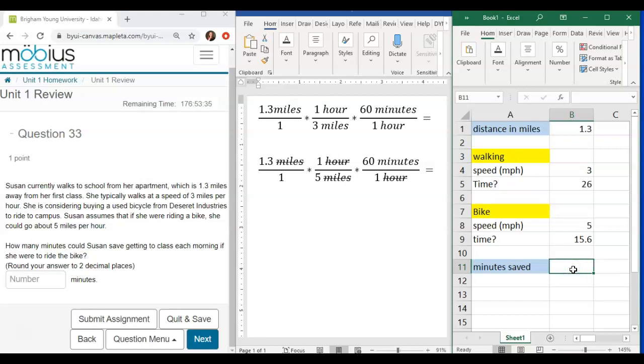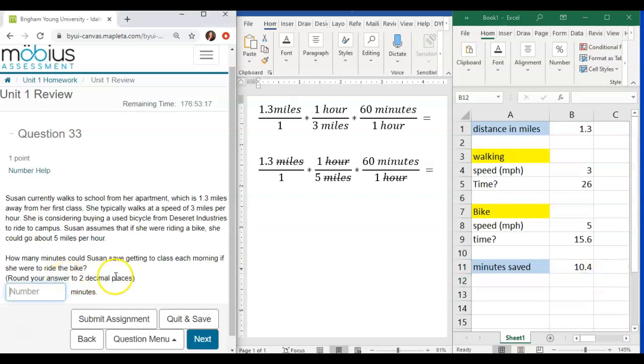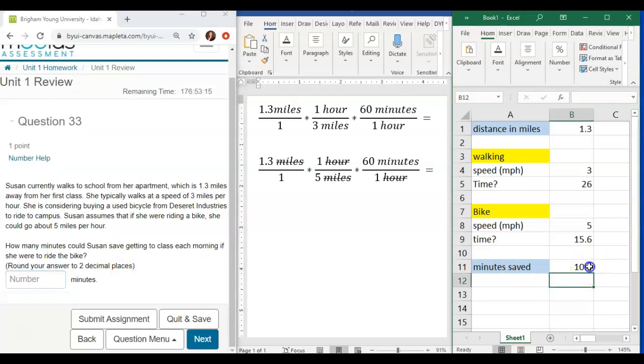To find the minutes saved, we can just subtract these. Because we've done this in Excel, I can just press equals and select the time from walking and subtract the time from the bike, and that'll tell us the difference. And she saves 10.4 minutes. It asks to round to 2 decimal places, so I'm going to just verify here that, yep, it's just a 0. So we're going to round it to 10.40 and move to the next one.